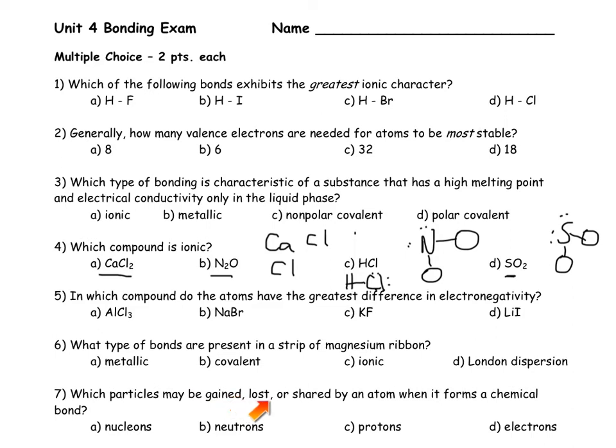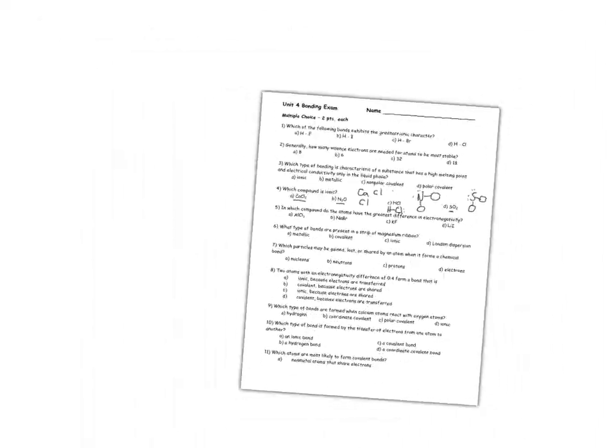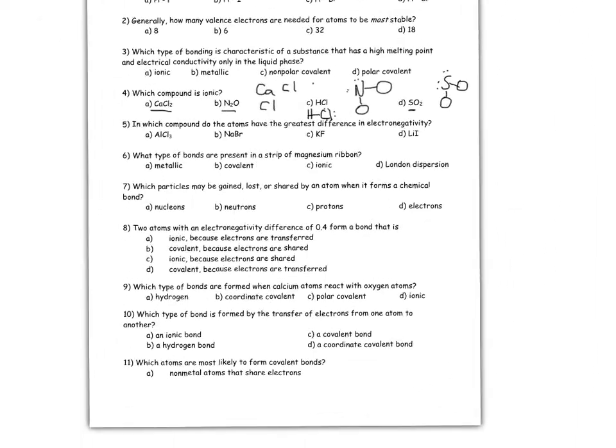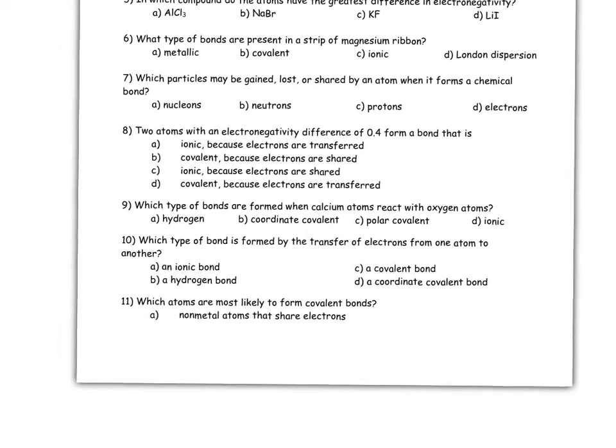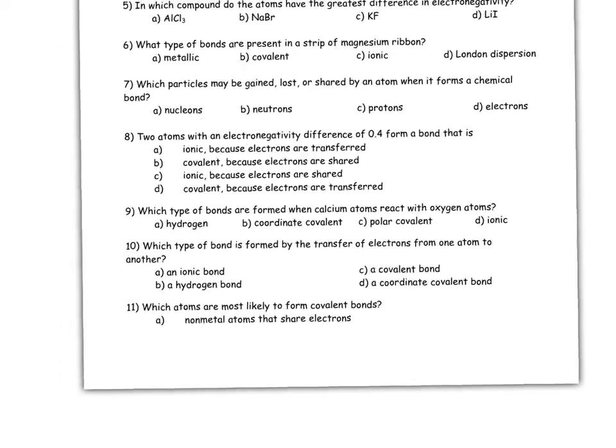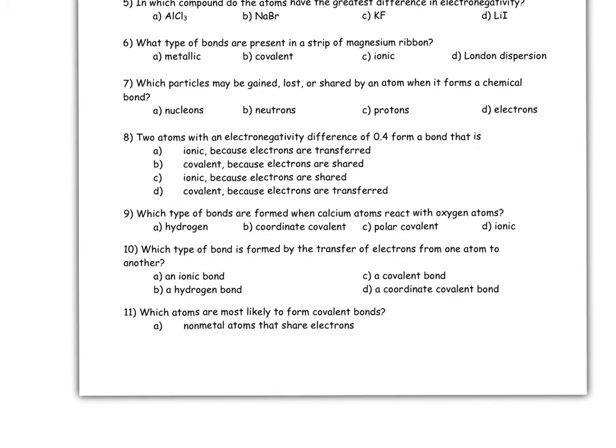Which particles may be gained or lost or shared by an atom when it forms a chemical bond? Here again, is something that you can focus in on. It's not something I need to go over. It's in your notes, and the answers are in the back. Think about it and try to answer. Which particles may be gained, lost, or shared? Okay, we went over that.